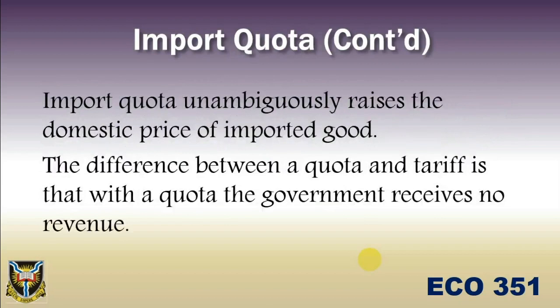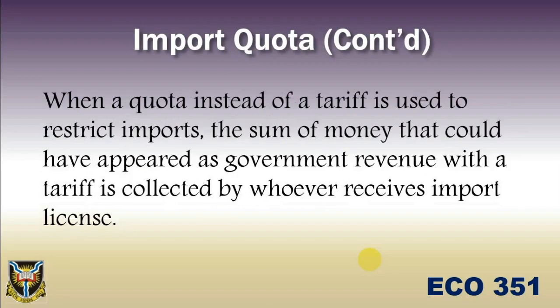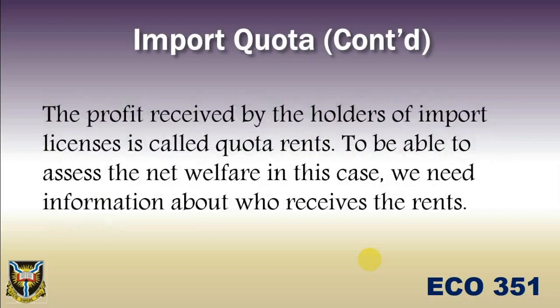The difference between a quota and a tariff is that with a quota, the government receives no revenue. When a quota instead of a tariff is used to restrict import, the sum of money that would have appeared as government revenue with a tariff is collected by whoever receives import license. The profit received by the holders of import licenses is called quota rent. To be able to assess the net welfare in this case, we need information about who receives the rent.